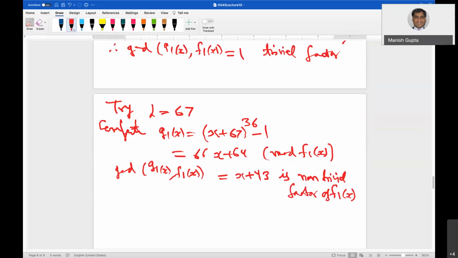Remember, f1 of x was x square plus 44x plus 43. So we have found one factor, and this yields a root. Root is minus 43 mod 73. This will be what? 30. Yes, 30, right?